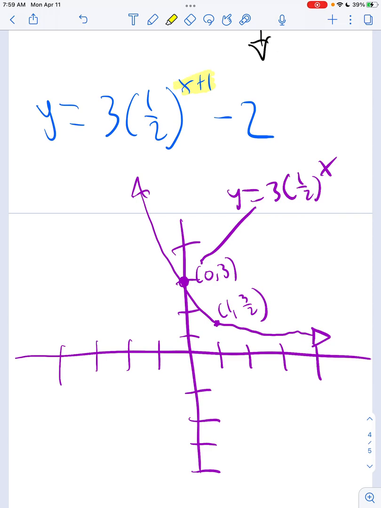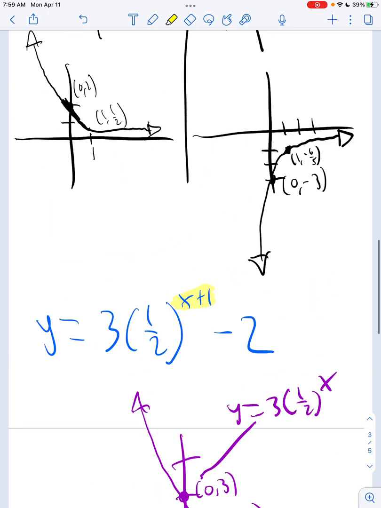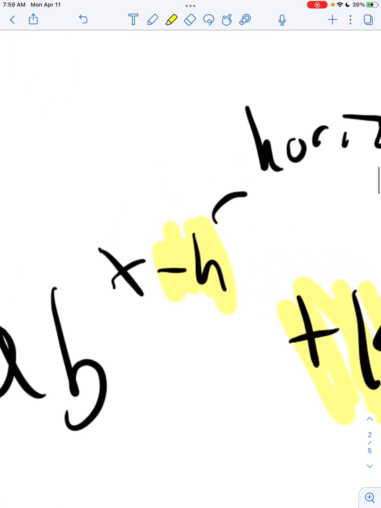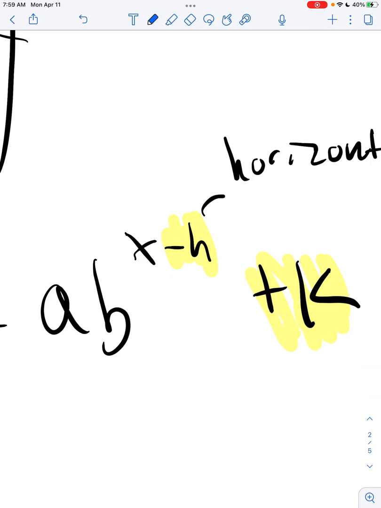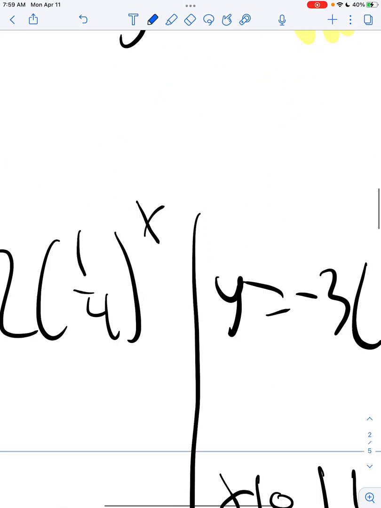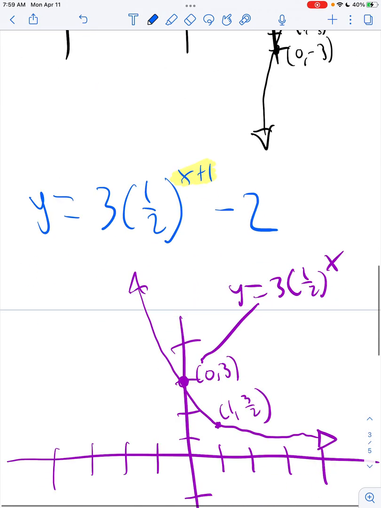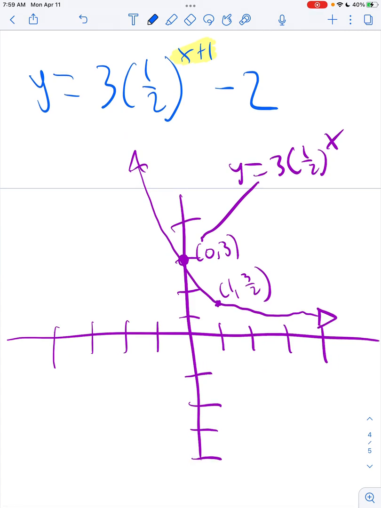So I'm going to translate this, again, highlighting x plus 1. This is the one where it's backwards, because our base formula is x minus, the only way to get plus is x minus a negative. So because it's plus 1, it's really x minus -1, which means we have to move it to the left. So I'm going to move this left 1, and I'm going to move it down 2. So every point's going to go left 1, down 2. I'm going to go left 1, down 2.